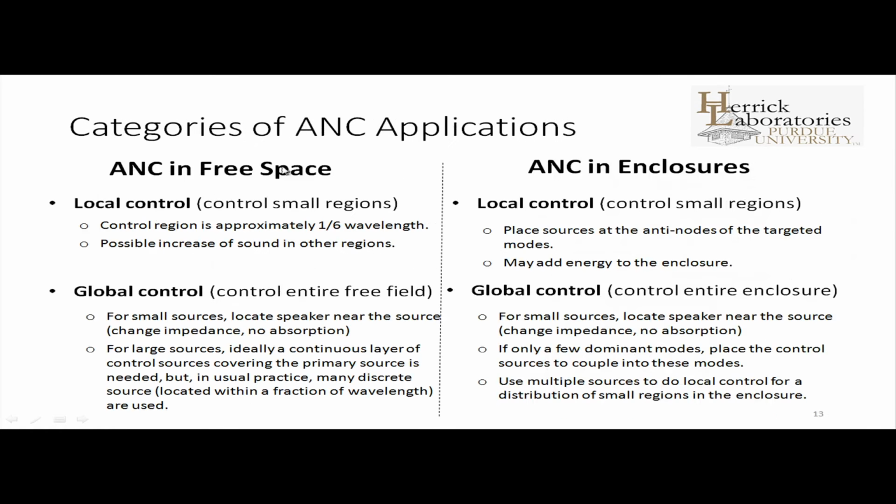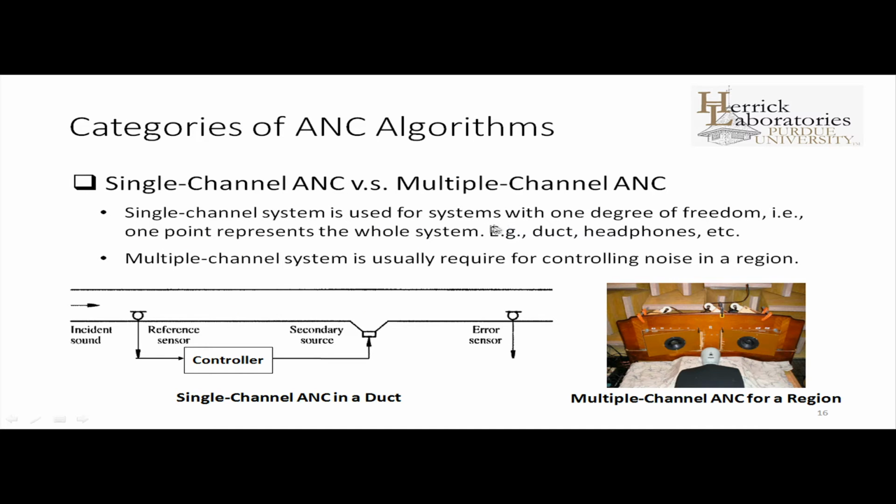So we've had this categorization, free space, enclosures, local and global. There's a further distinction, of course, between single channel systems and multiple channel systems. That boils down simply to this, I think. In a situation like this, you've got basically 1 degree of freedom because you've got a plane wave at low enough frequencies. There's just a single plane wave that travels along the duct, right? So it's a situation that's in principle kind of easy to control.